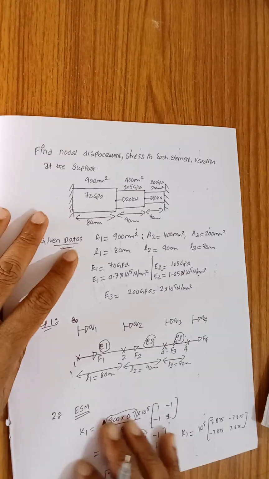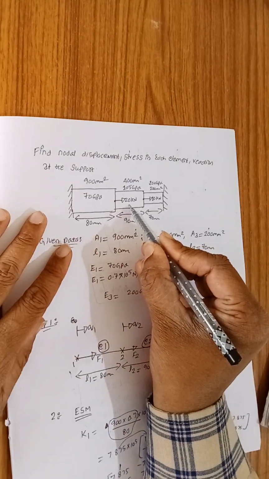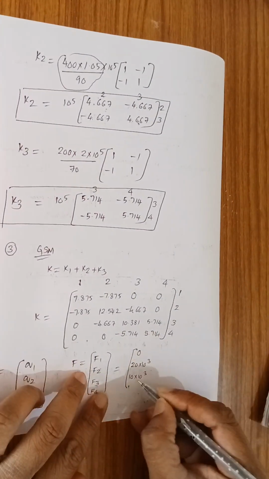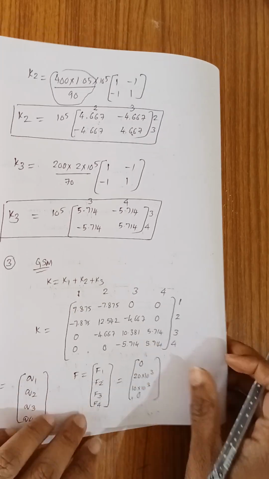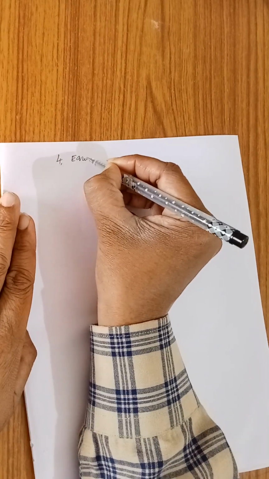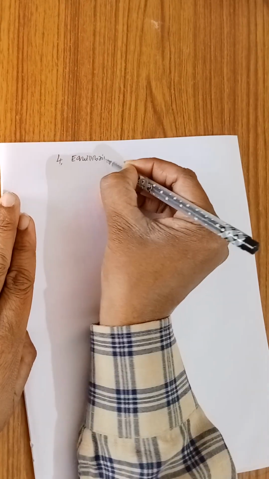So here it is mentioned in the diagram itself. F2 is 20 kilonewton, 20 into 10 to the power of 3. F3 is 10 into 10 to the power of 3. Upon doing that, you will get it like this. And F4 is also put as 0. So now let's try to substitute everything in step number 4. Step number 4 is nothing but the equilibrium condition.